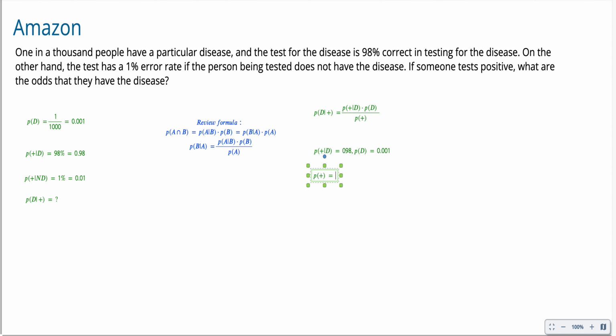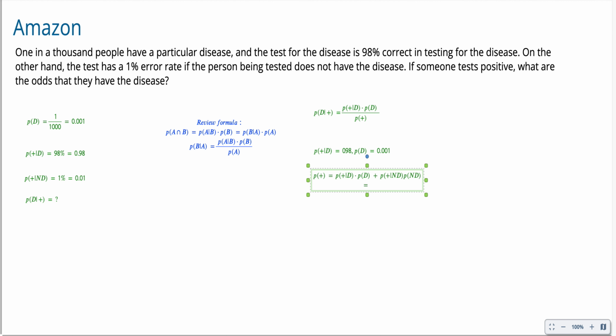The probability of a positive test has two cases. The first one is that the test is positive given that the person has the disease, and then we multiply by the probability that the person has the disease. That's the first case. The second case is that the test comes back positive, but the person does not have the disease, and then we multiply by the probability that the person does not have the disease. So then let's compute that.